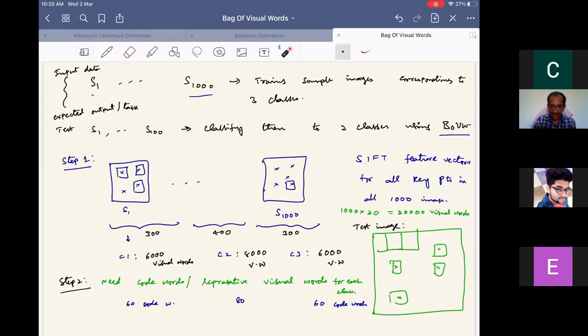See, here in the person class, if you consider, you will have hands, not only hands, head and so on. Even on the head, you may have hundreds of key points. Even on hands, you may have hundreds of key points. On the leg also, you may have more key points. So do you think all will form the code words?